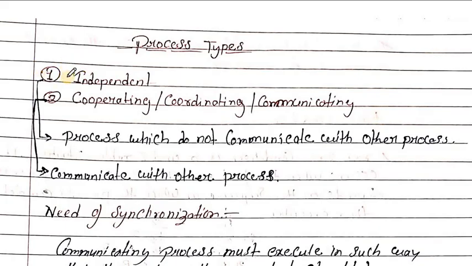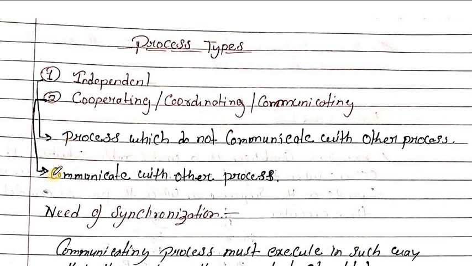Here is the independent process. Which process do we call an independent process? The process which does not communicate with any other process is called an independent process. Means that if there is a process and it doesn't communicate with other processes, we call that an independent process. They are not dependent on any other process. It's independent.